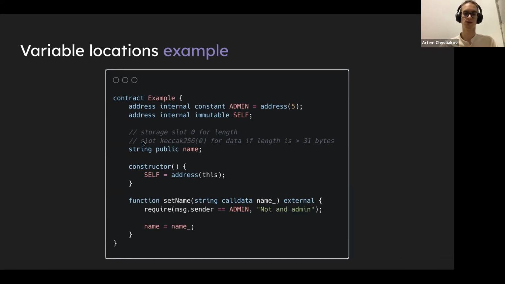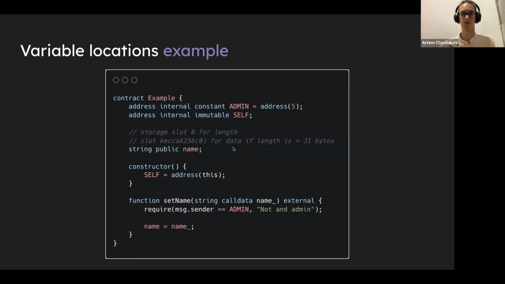So under slot number 0, you will observe the length of this string variable. And depending on the value of the string, either the value of the string will be placed in this slot, or you take the slot of this variable, which is 0, hand it to the keccak256 hash function, and get the result of this hash function. There will be some, not random, but huge number. And this huge number is used as a slot where the actual data of this string is going to be placed.